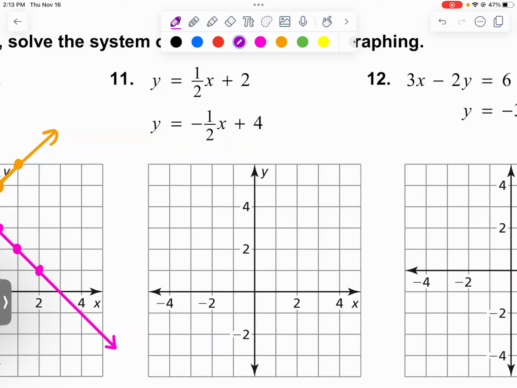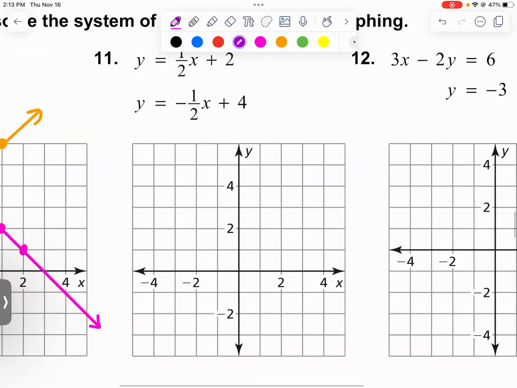I messed it up. Oh, wait, no, I did it right. 3, 2. Yeah.